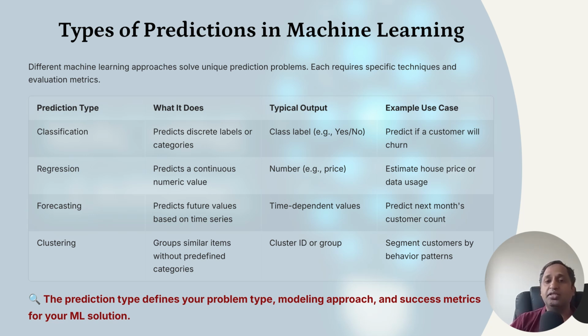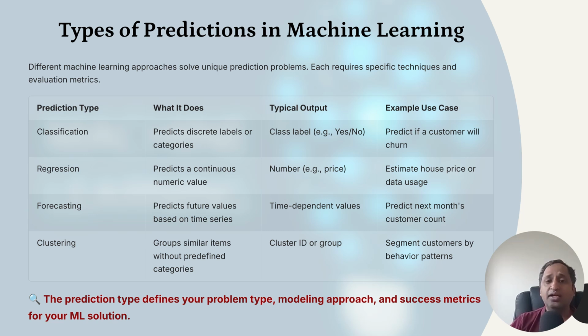Finally, there's clustering, which falls under unsupervised learning. Instead of predicting an exact label or number, clustering groups similar items together, like segmenting customers by behavior. The goal isn't to predict a specific value but to reveal hidden groupings that help with targeting or personalization.